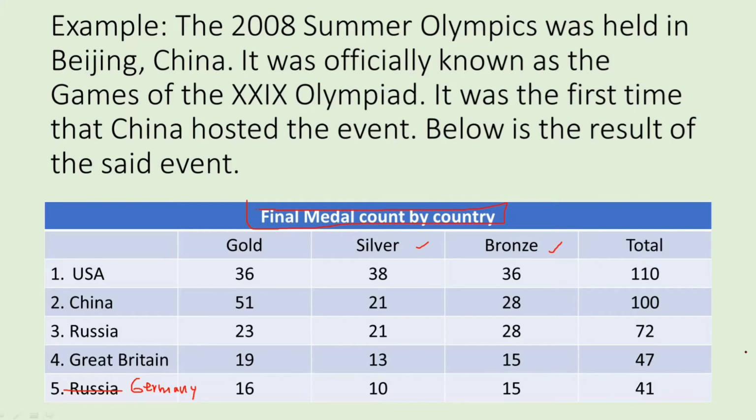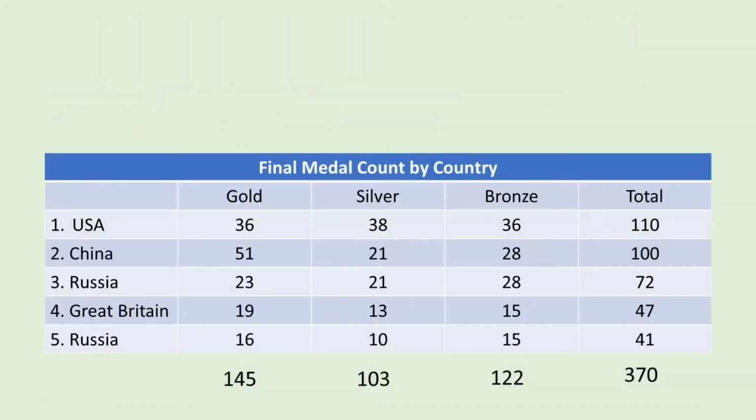So, now, we are going to interpret this table. So, paano natin siya mai-interpret? So, here, tinotal ko din yung ating gold. So, yung gold natin ay 145. So, lahat ng gold yan. The next naman is yung silver natin is 103. And yung bronze natin ay 122. So, that is total of 370. And then, pag tinotal din natin tong last column, it is also 370.